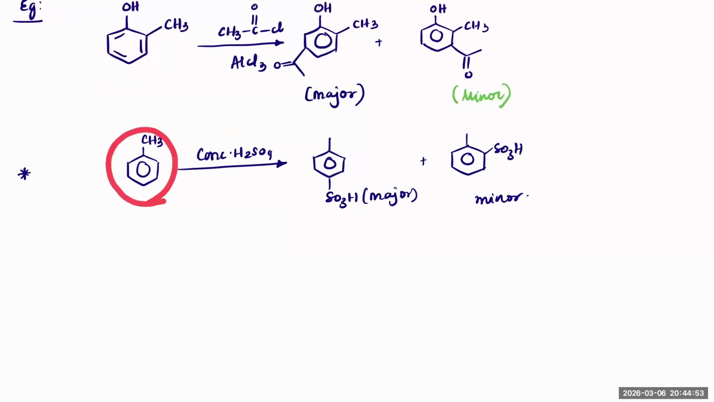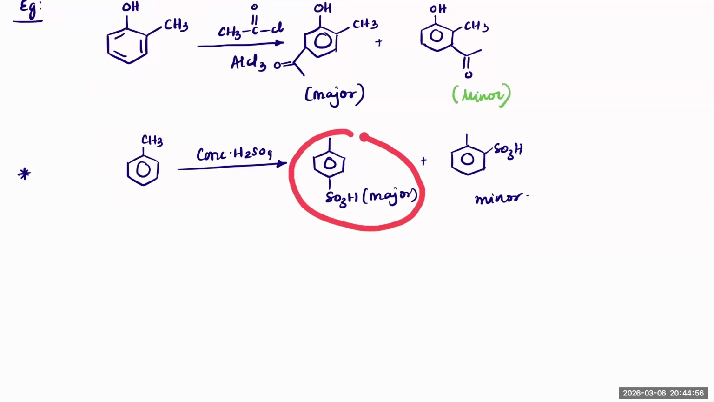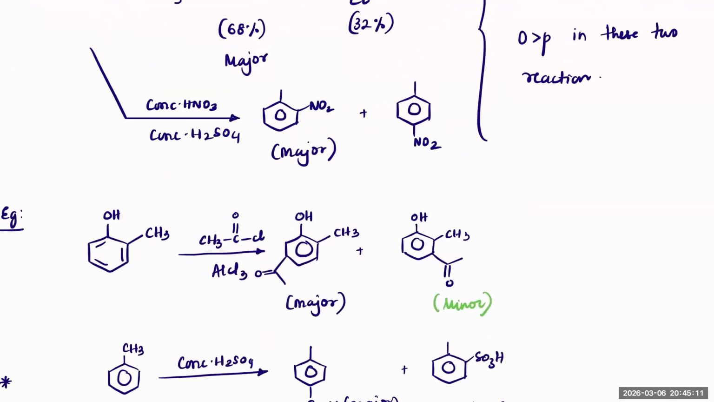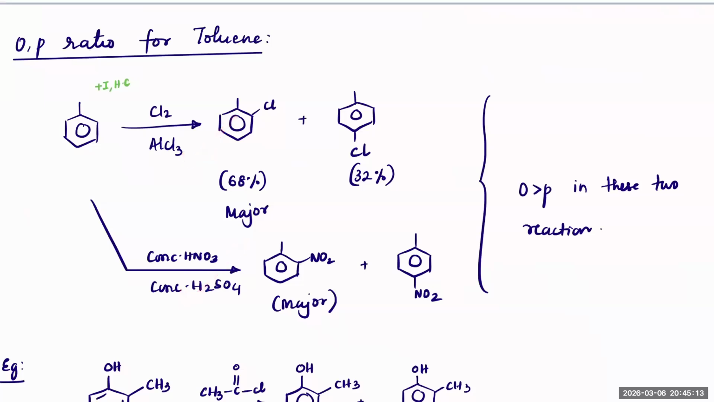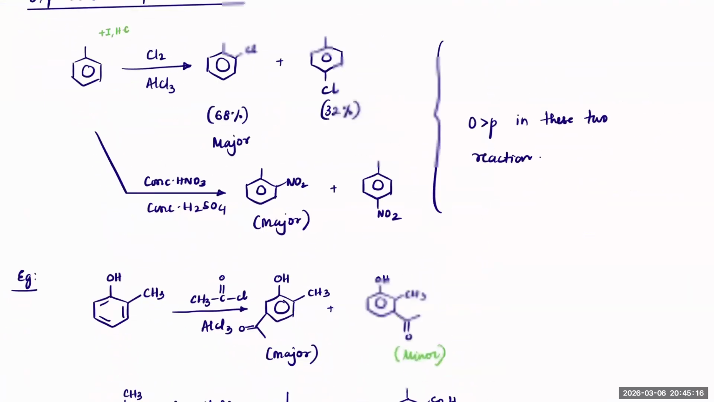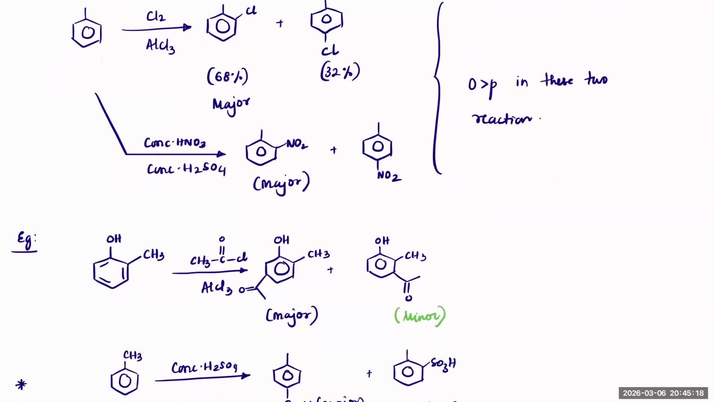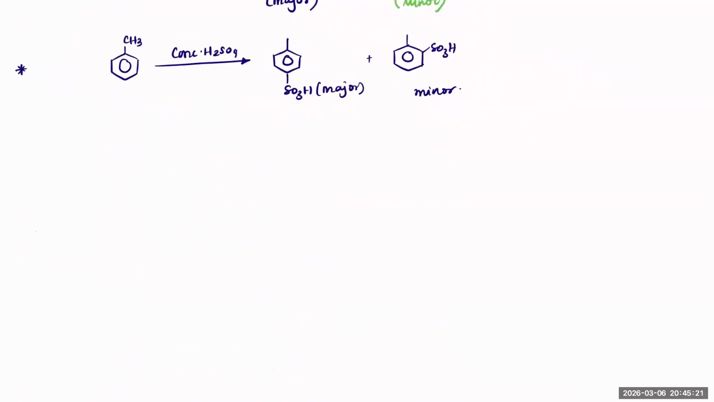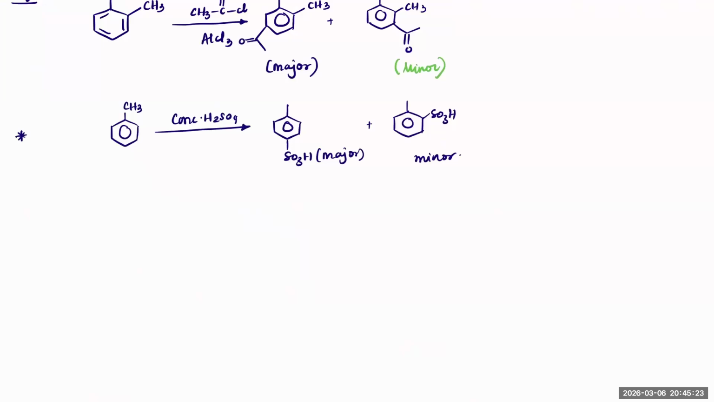Sulfonation. For toluene, if you do sulfonation, you will get para as the major product and ortho as the minor product. This is how it typically happens in normal sulfonation, alkylation, and acylation cases, except in the case of chlorination and nitration. So please remember only in these two cases is ortho major over para; in all the rest it won't be. Clear?